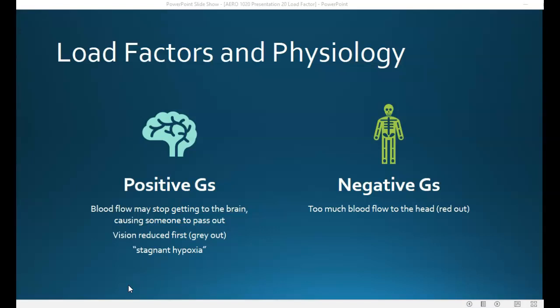That's the end of presentation 20 on load factor. The next presentation will be a discussion about thrust and propellers.